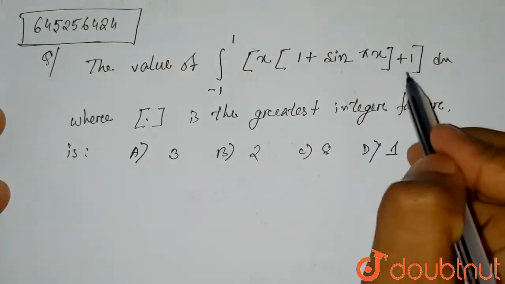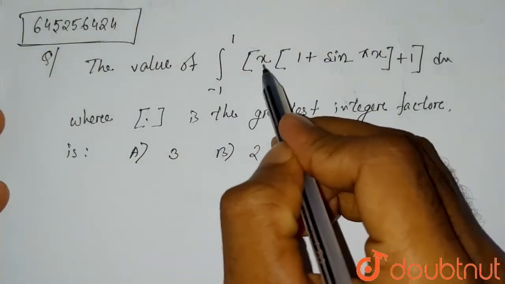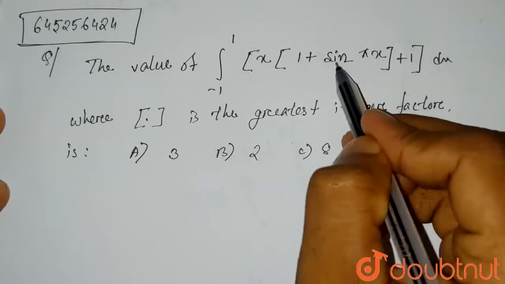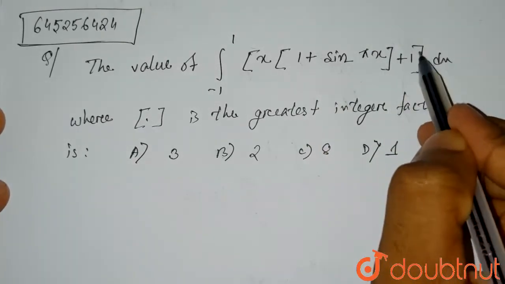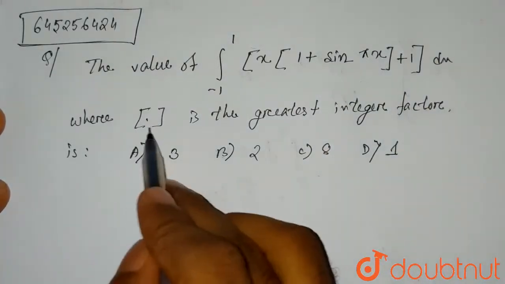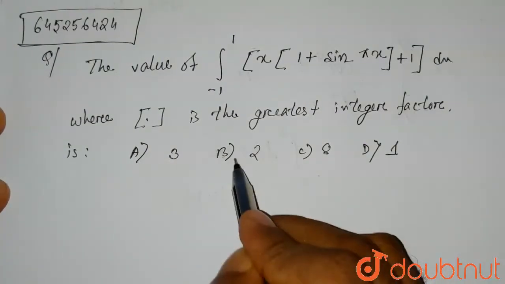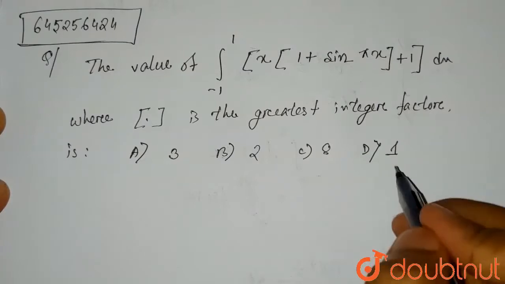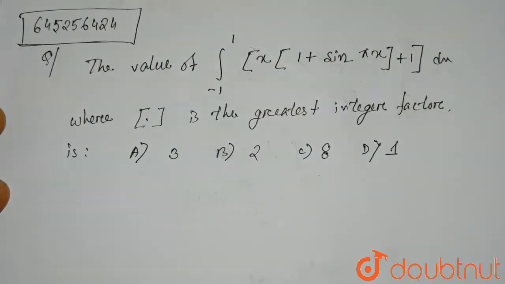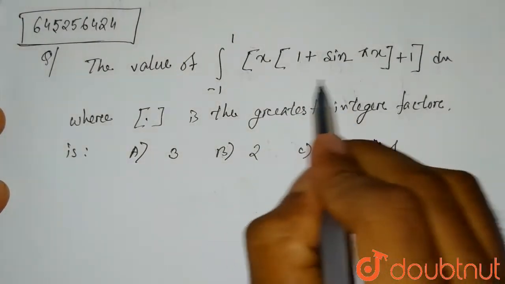Hello everyone, the question is: the value of the integration from -1 to 1, where the third bracket means the greatest integer function, of [x[1 + sin πx] + 1] dx. Option A is 3, option B is 2, option C is 8, and option D is 1. So these are the four options given, and we have to find the value of this integration.